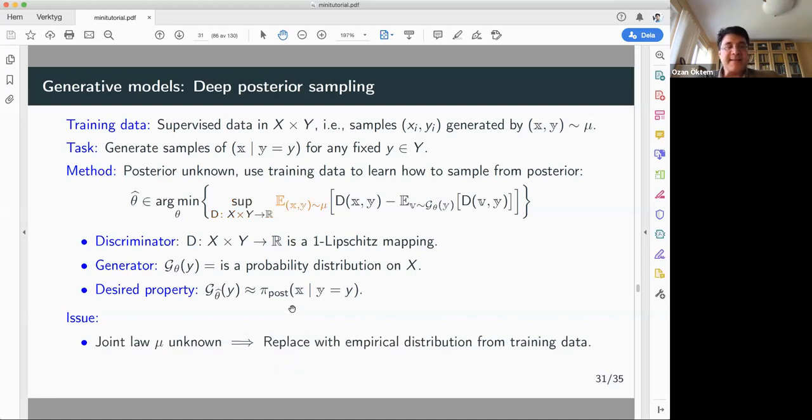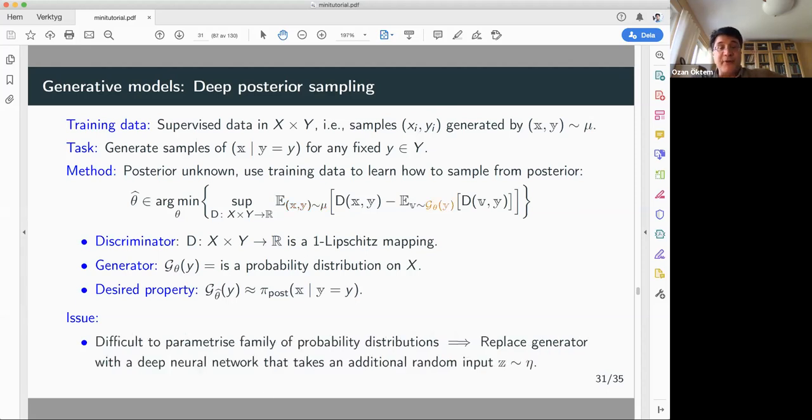Those are next. The joint law in this expectation is also unknown. The posterior was unknown, so in particular, the joint law is unknown. But we have supervised data here, up here. So we are replacing the expectation by its empirical counterpart.